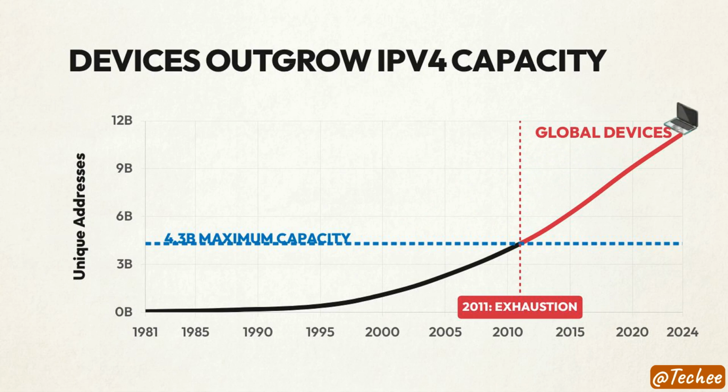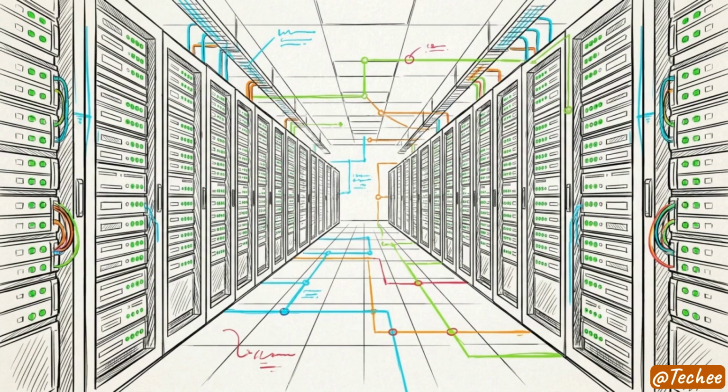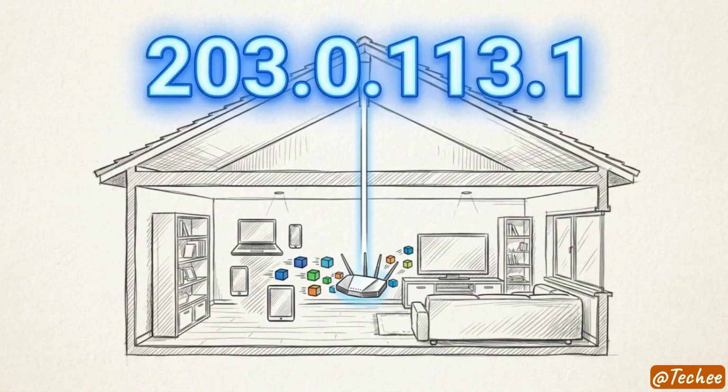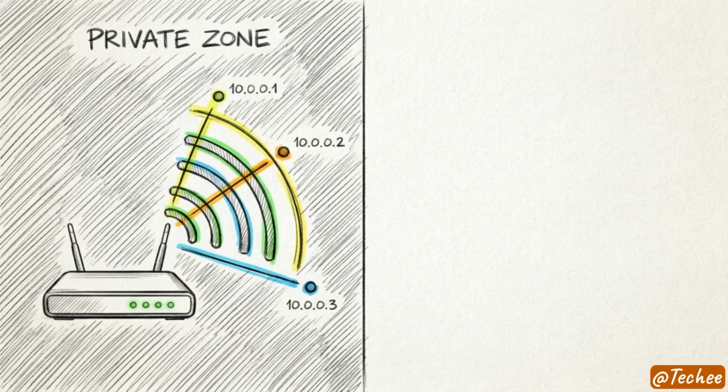Every piece of data needs a destination. Without a unique address, a device cannot receive data. Service providers realized they could stretch their limited supply by changing how they hand out addresses. Instead of assigning a unique address to every single phone and computer in your house, they give your entire home just one shared address. This creates two distinct zones.